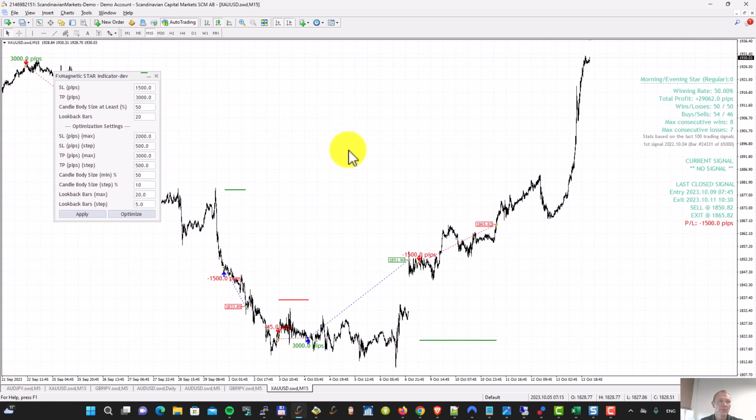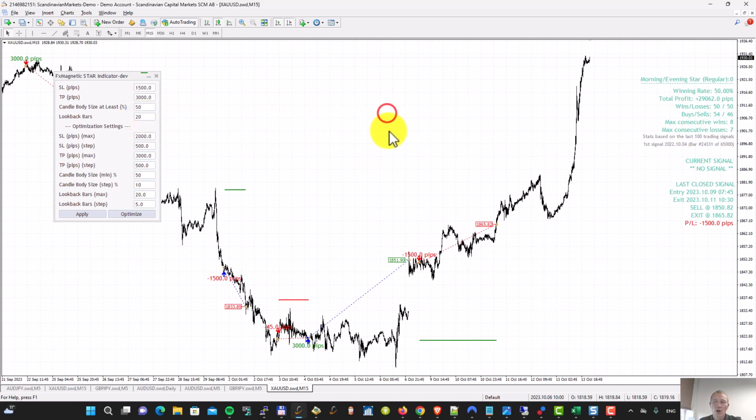By the way, look back bars means how many bars before the candlestick pattern it should be sort of an uptrend or downtrend. So the candlestick pattern must appear at the top or the bottom of the trend, depending on the pattern, if it's for buy or sell. And to determine that, the indicator will look back that many bars to see.